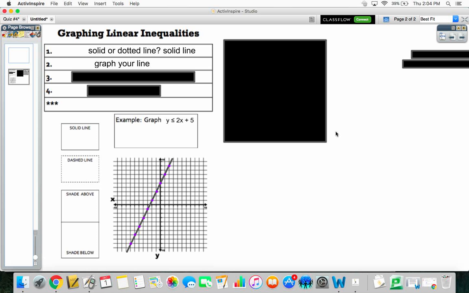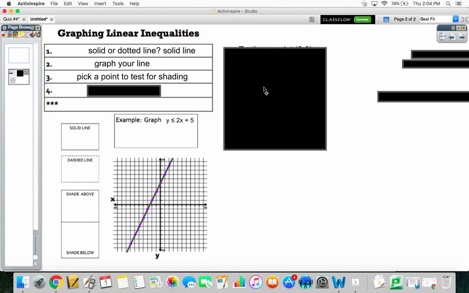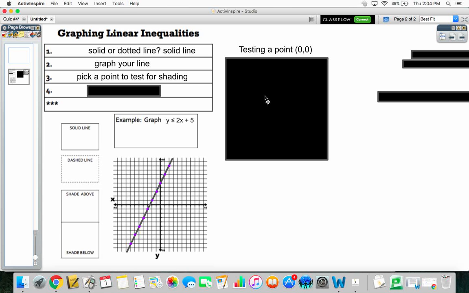So now that you've graphed your line, we need to pick a point on our graph paper somewhere to test to decide where we need to shade. We either need to shade above the line or below the line. I like to pick the test point 0, 0. So over here I have picked a testing point of 0, 0.